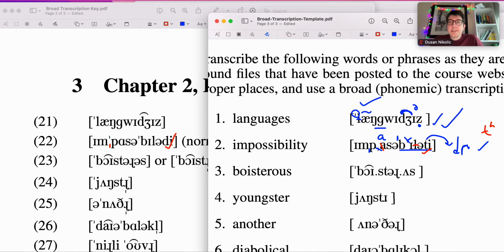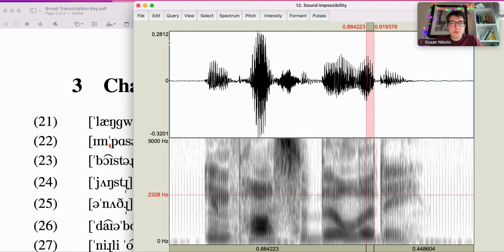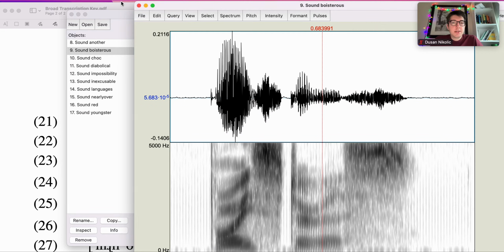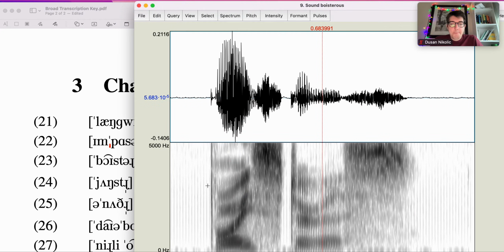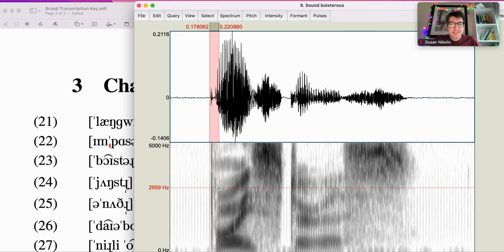All right, the next up is boisterous. Okay, I don't need this one. Boisterous. Let's see. That looks like. Boisterous. Yes. This is B actually.